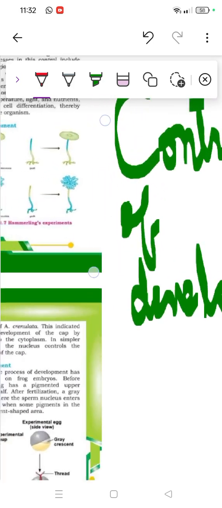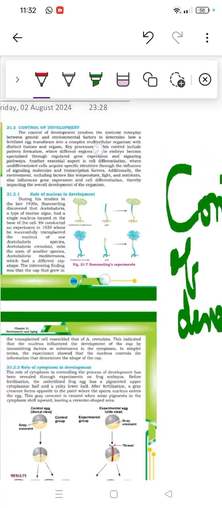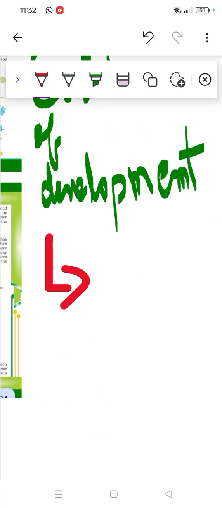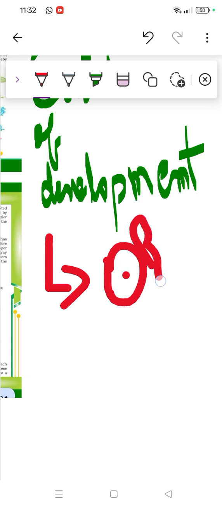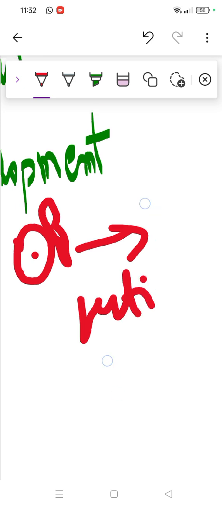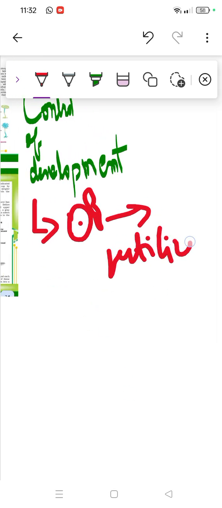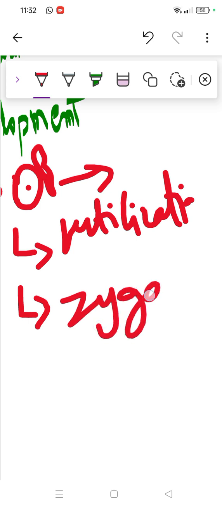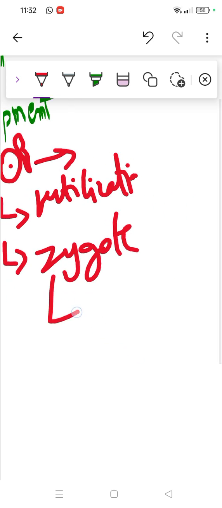So first thing, control of development. We know how fertilization takes place when the ovum and sperm get fertilized. So if this is the ovum and the sperm is here, it's called fertilization, right? After this fertilization they form a fertilized egg, which is also called a zygote. So the zygote is basically a single cell.